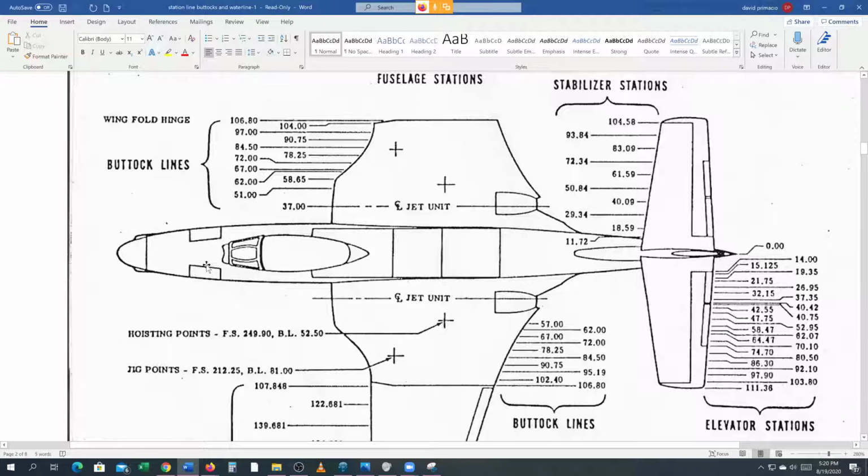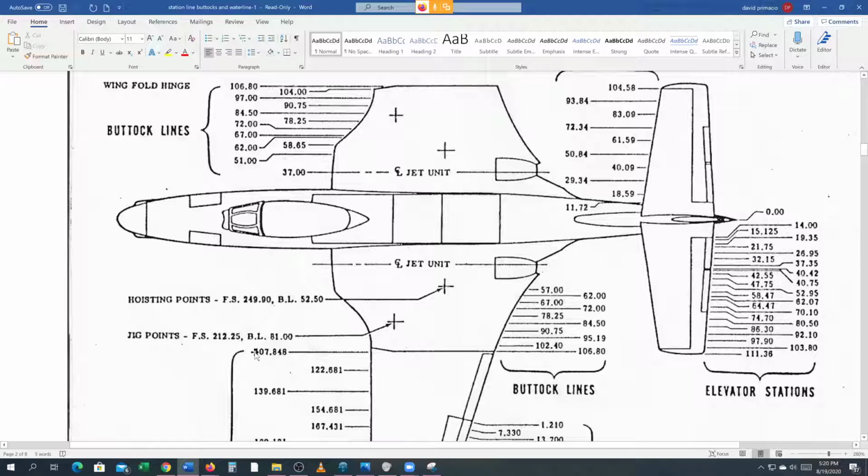Okay? So these are buttock lines that cut the part in half. Buttock line zero is right down the middle. Right side of the plane is the positive Y direction. Left side of the plane is the negative side or negative Y direction. STA stands for station.